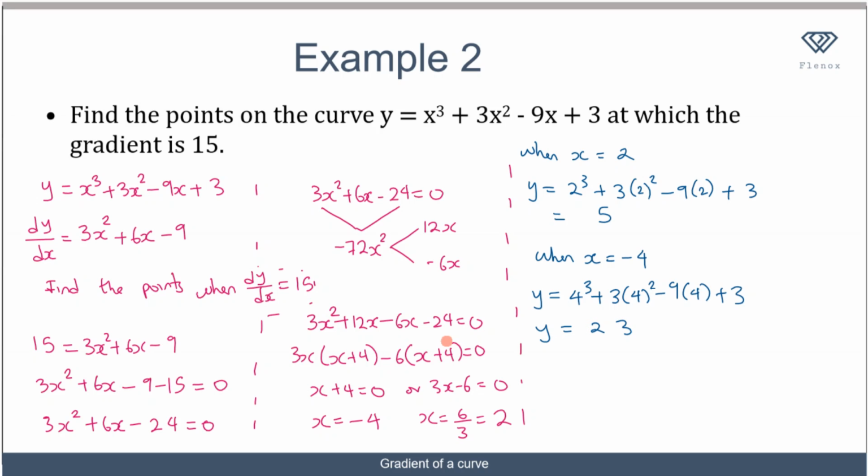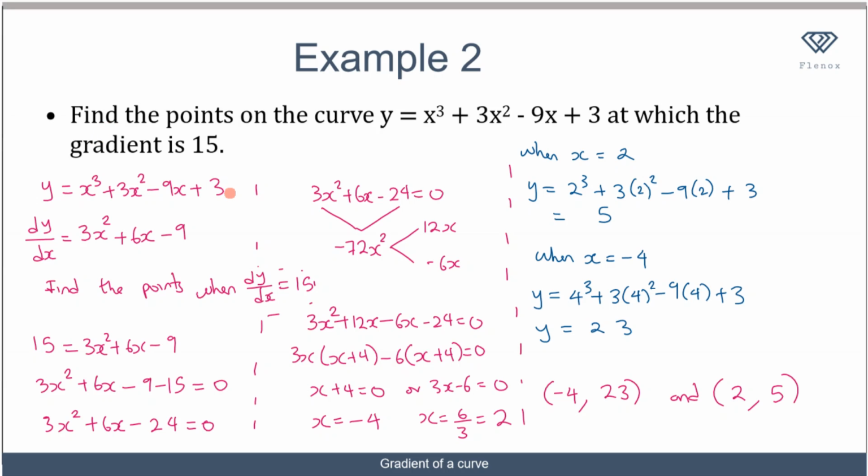So now the points at which the gradient is 15, we have 2 points at which the gradient is 15, and those 2 points I'm going to write inside the coordinate. So the first point, when x is equal to minus 4, my y value is equal to 23, and when x is equal to 2, my y value is what? 5. So these are the 2 points in which the gradient is 15.